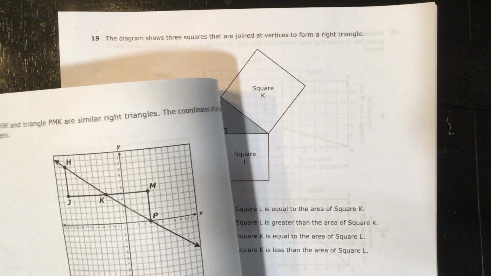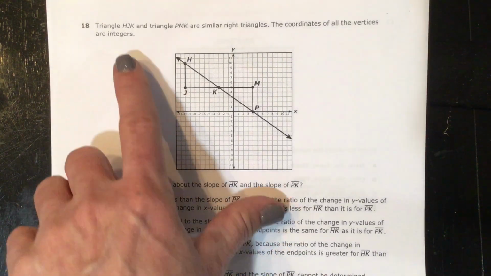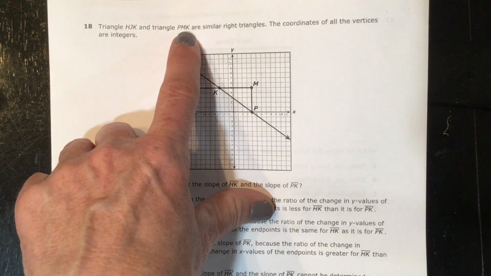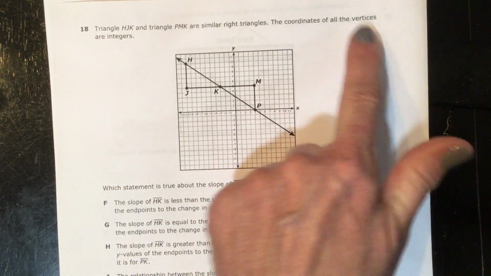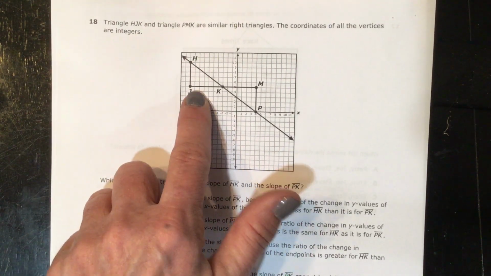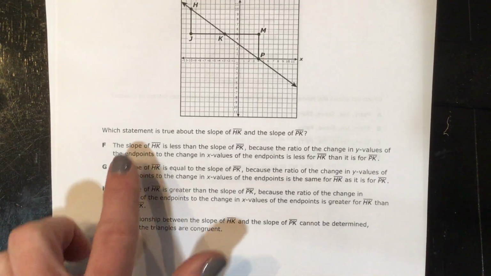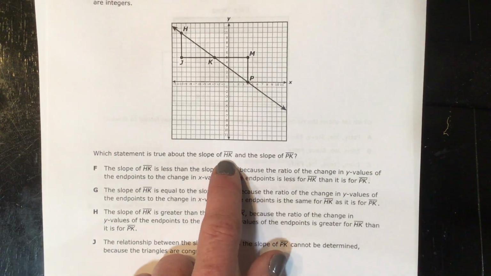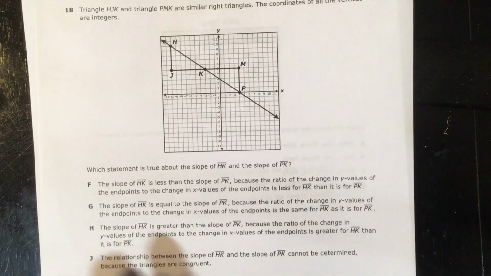Question 18. Triangle HJK and triangle PMK are similar right triangles. The coordinates of all the vertices are integers. H, J, K, M, P. Which statement is true about the slope of segment HK and the slope of segment PK?